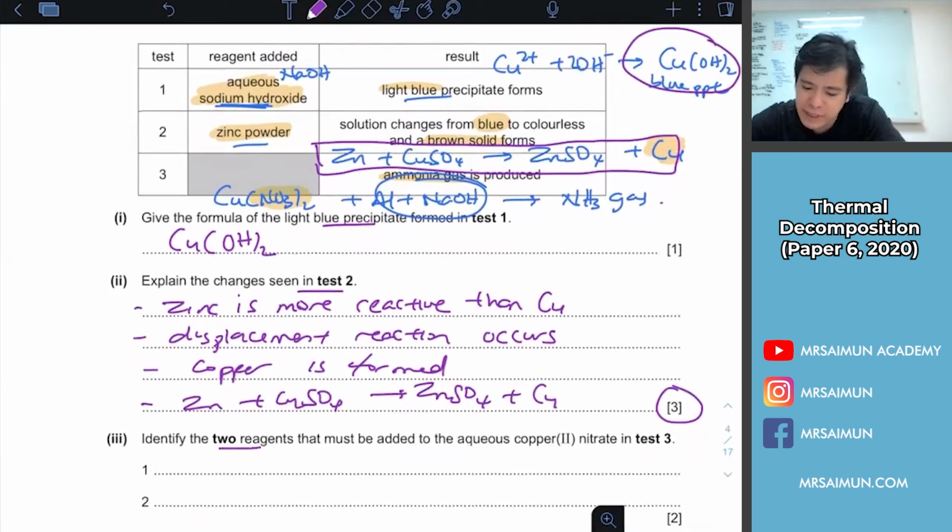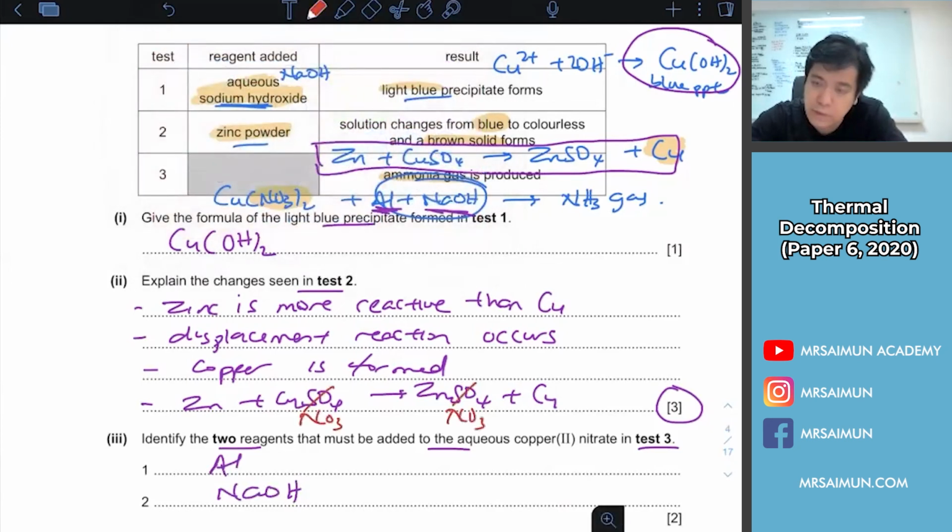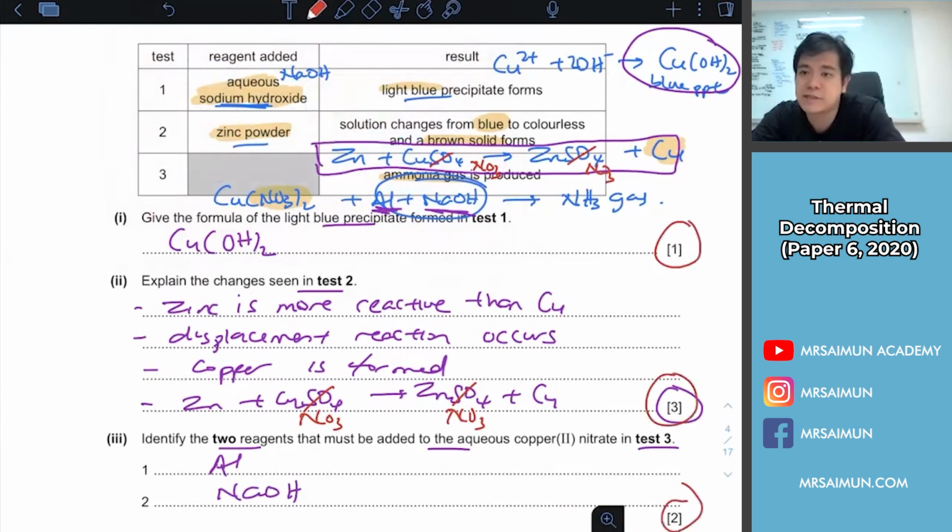Identify 2 reagents that must be added into the aqueous solution to test 3. This one, to test nitrate. So you say aluminum and sodium hydroxide. Very good. Copper nitrate, this is also nitrate. So that's how they test your understanding of the test for salts chapter, 6 marks.